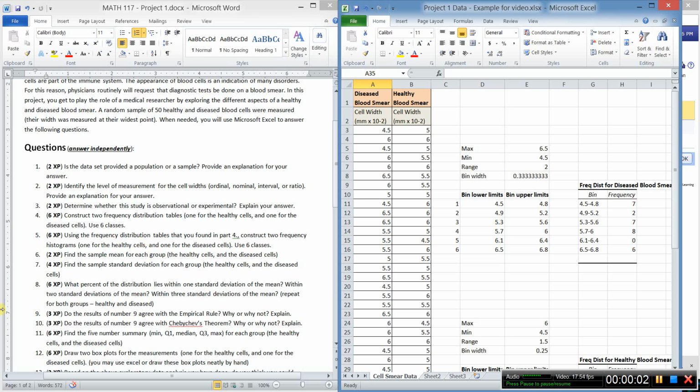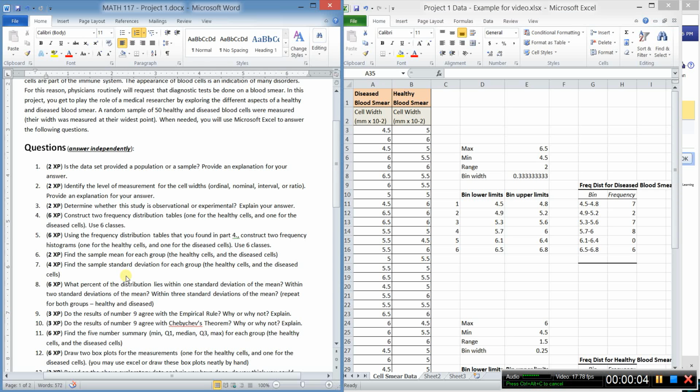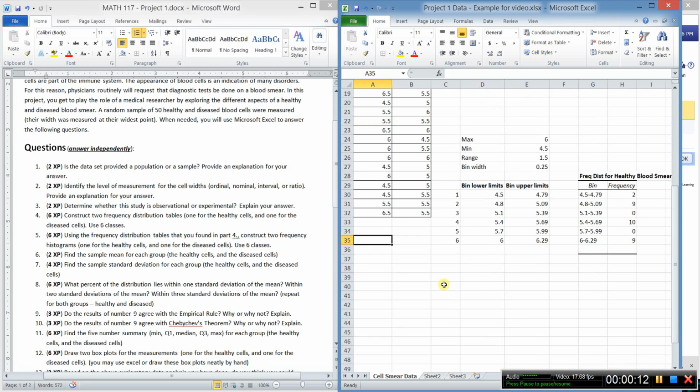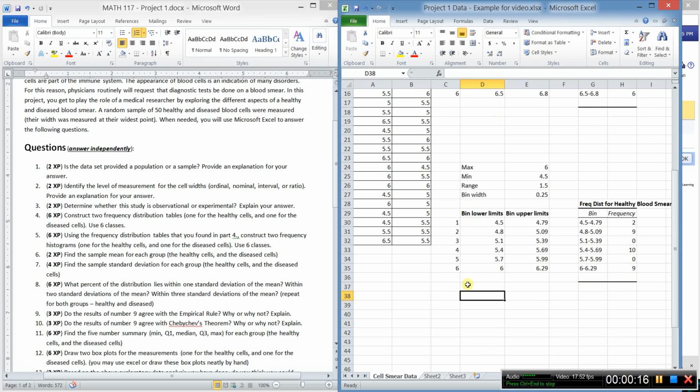Okay, so in this video we're going to talk about some of these other questions. We just finished doing questions 4 and 5. Question 6 asks for the sample mean for each group. I'm going to do that below the histograms. So, sample mean for healthy, we'll start with the diseased.